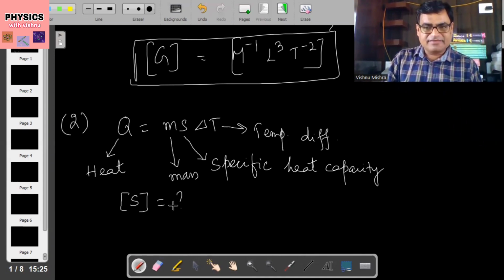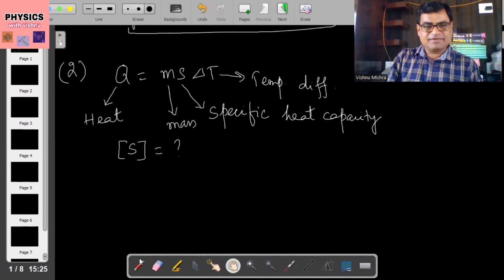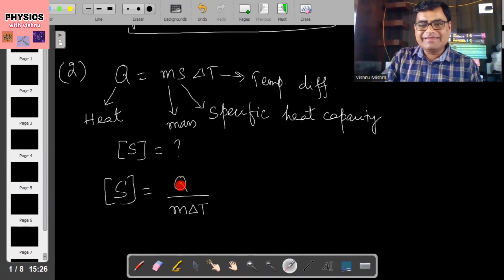Same thing, we follow the mathematics rule. S is Q by M del T. Now I have to write the dimension. What is the dimension of Q? Heat is the same as work. Heat, work and energy all have the same dimension, M1 L2 T minus 2. In the earlier section I have already discussed this. Clear? So Q is the what?